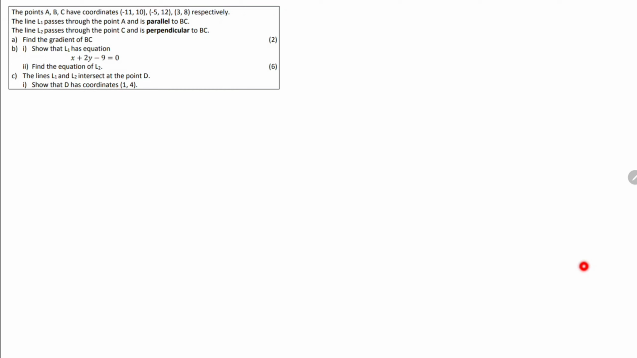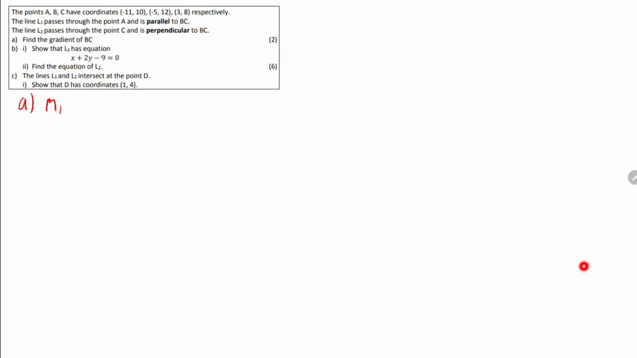So we've got 3 points A, B and C with respective coordinates. L1 passes through the point A and is parallel to BC. The line L2 passes through the point C and is perpendicular to BC. So step 1, find the gradient of BC. We're going to start off by leading you through this question.